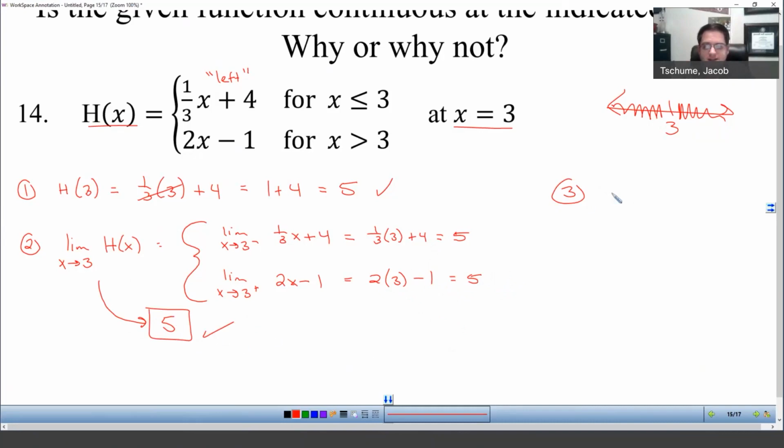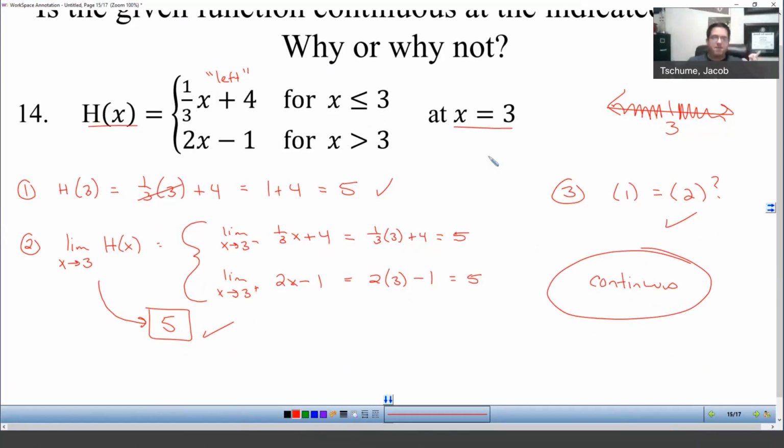Part 3 says, and I always abbreviate this, and I'm okay if you do this too, does part 1 equal part 2? Well, part 1, the answer was 5. Part 2, the answer was 5. So yes, part 1 and 2 were the same thing. So your final answer here is that this graph is continuous at x equals 3 because it met all 3 criteria that are required for that to be true.